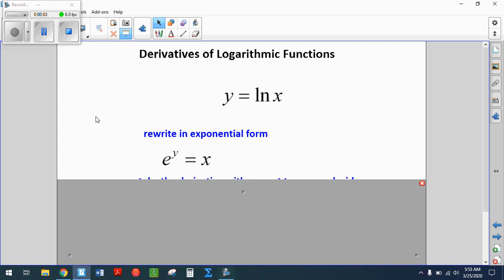Okay, this video has to do with taking the derivative of natural-based logarithm functions. So we have y equals natural log x. And the first thing we're going to do is rewrite that as an exponential. The point of rewriting it as an exponential is because we just practiced taking the derivatives of a natural-based exponential function. So if I have y equals natural log x, that means I have log base e. So I rewrite that using my logarithm definition: e to the y equals x.